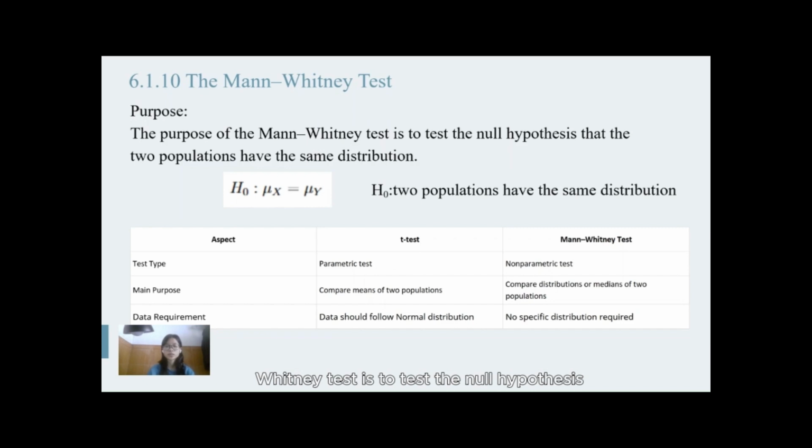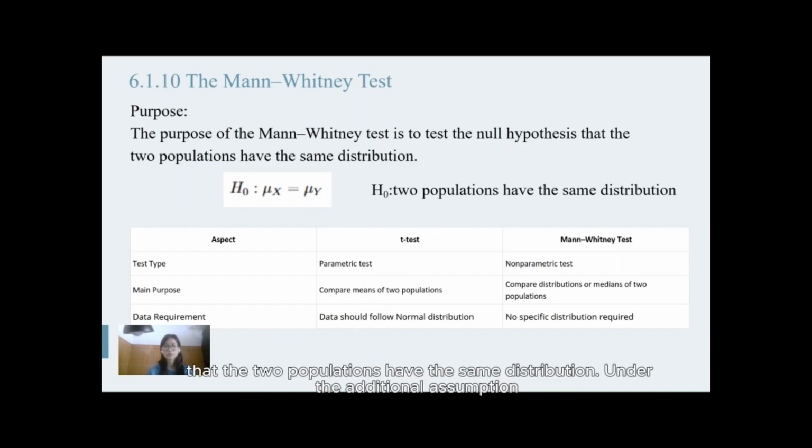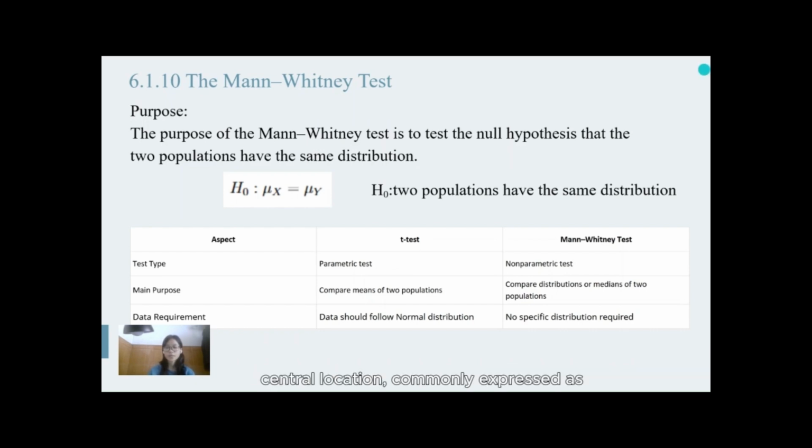It is to test the null hypothesis that the two populations have the same distribution, under the additional assumption that the two distributions have the same shape. This null hypothesis can be interpreted as testing whether the two populations have the same central location, expressed as in this formula, and that the two populations have the same distribution.